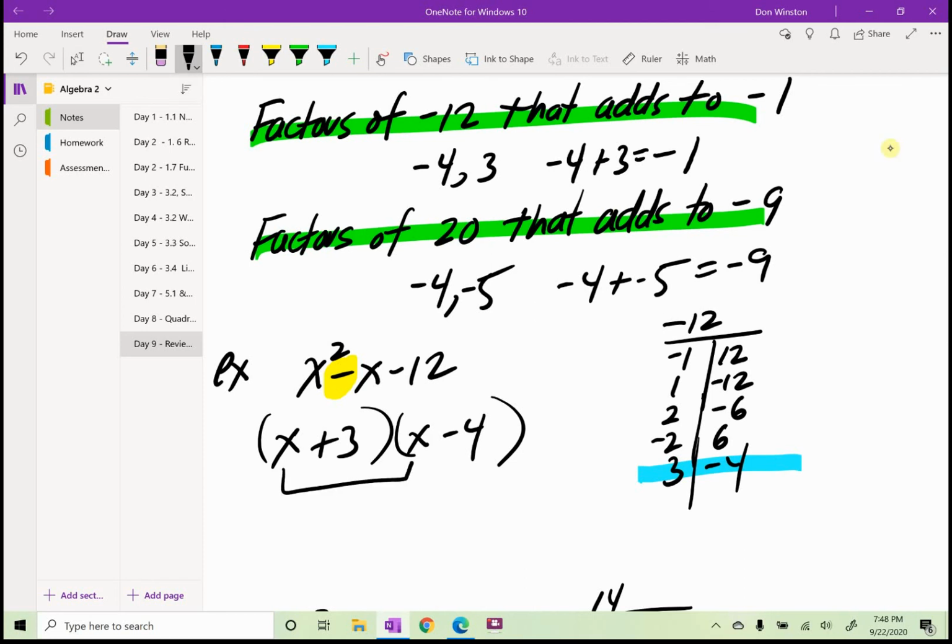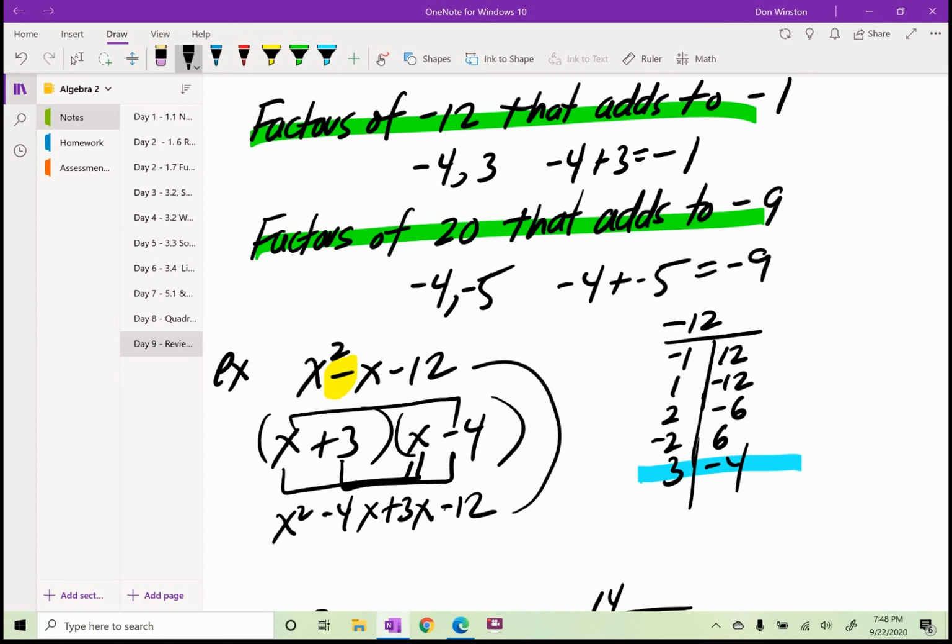And again, you could check if you FOIL. X times x is x squared. X times a negative 4 is a negative 4x. 3 times x is positive 3x. And then 3 times a negative 4 is a negative 12. And you do get x squared minus x minus 12.